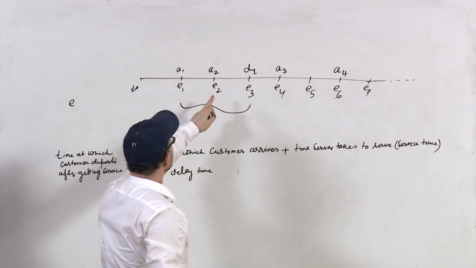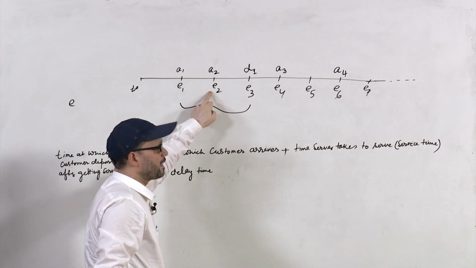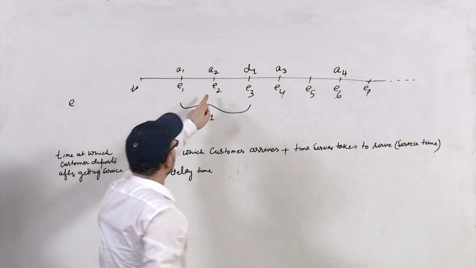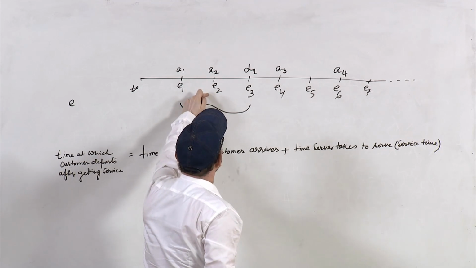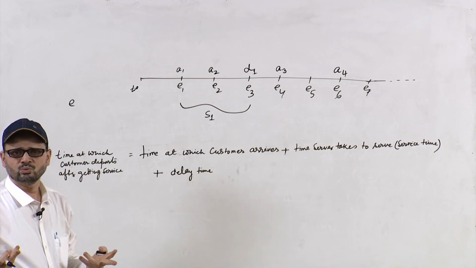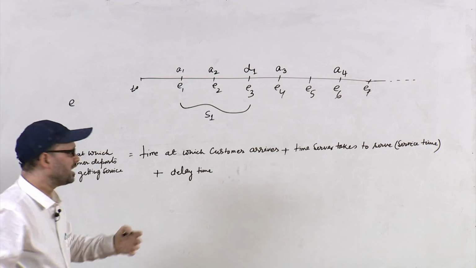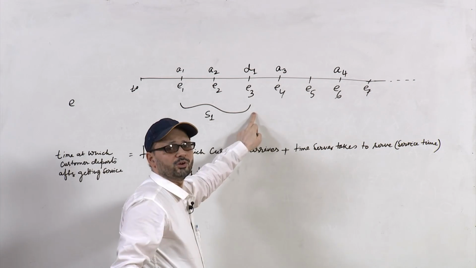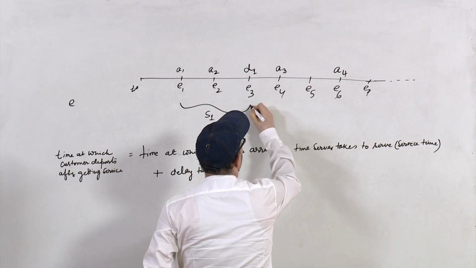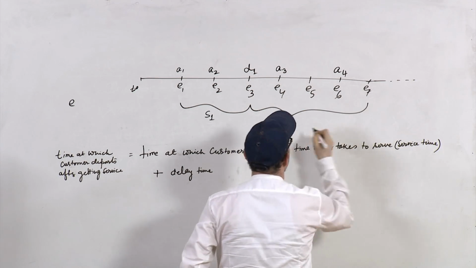Similarly, for the second customer who comes here, suppose the service time is S2. The service will only start when the first customer is going to leave. Now, suppose the second service time is this.